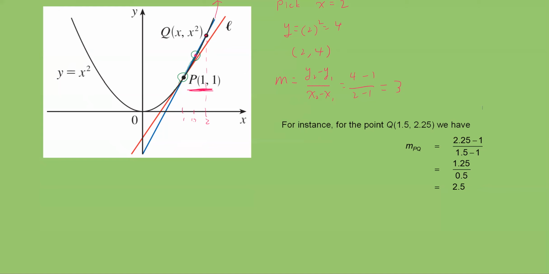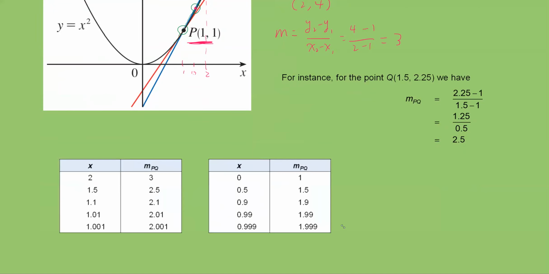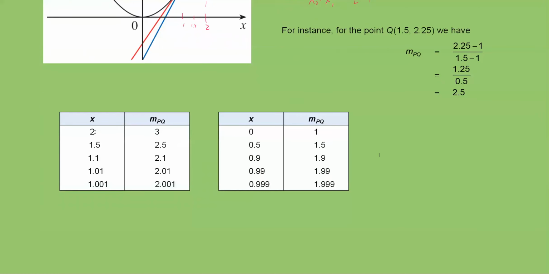All right, and by picking some more values, if we pick better values for x, I can see that if I pick the x value from 2 and then 1.5 down to 1.1, 1.01, 1.001, notice that the slope tends to decrease, right? 3, 2.5, 2.1, 2.01. And when we are very close to 1, when x is 1.001, we get 2.001, which is very close to 2, right?